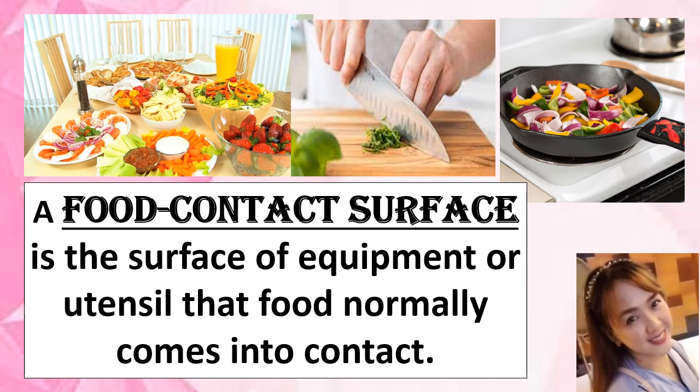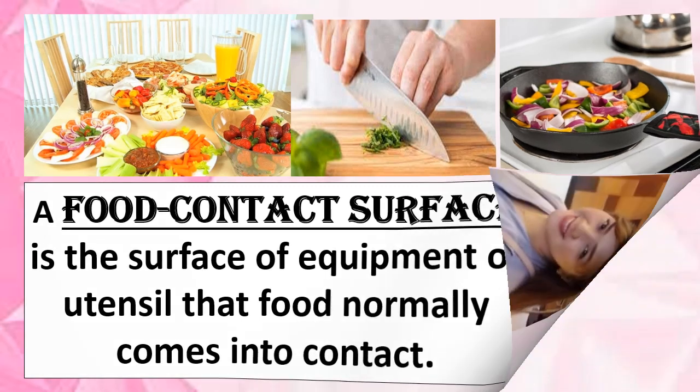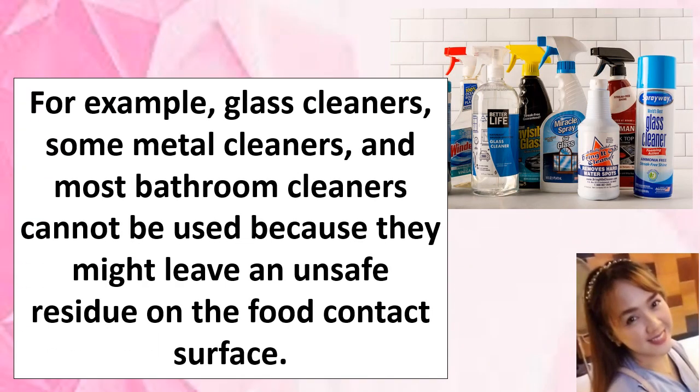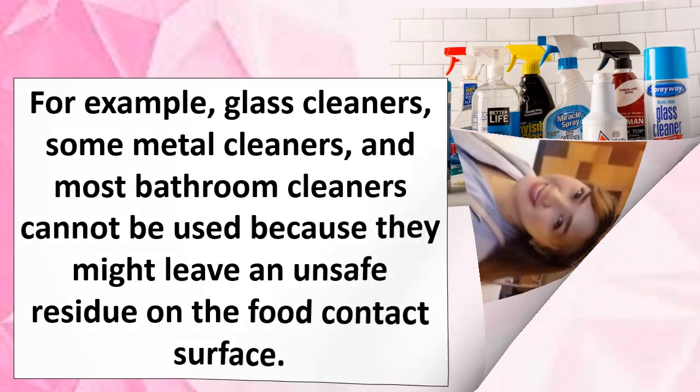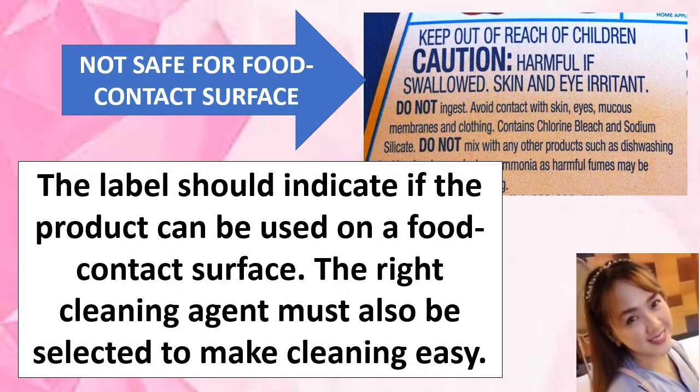A food contact surface is the surface of equipment or utensil that food normally comes into contact with. For example, glass cleaners, some metal cleaners, and most bathroom cleaners cannot be used because they might leave an unsafe residue on the food contact surface. The label should indicate if the product can be used on a food contact surface. The right cleaning agent must also be selected to make cleaning easy.